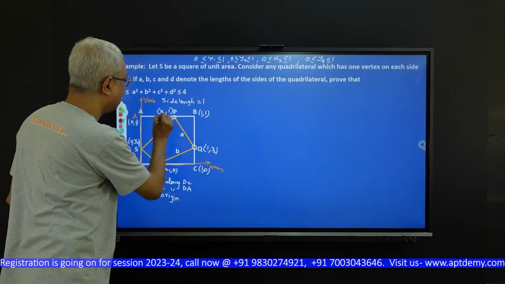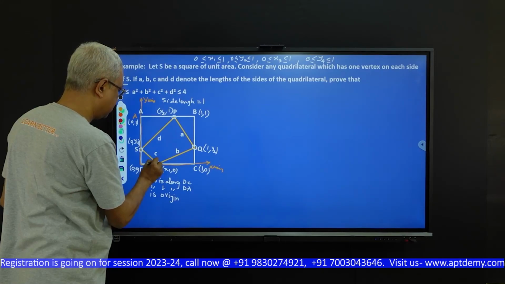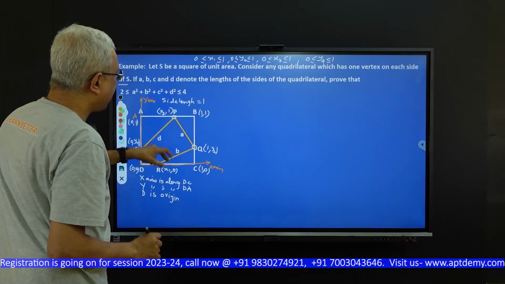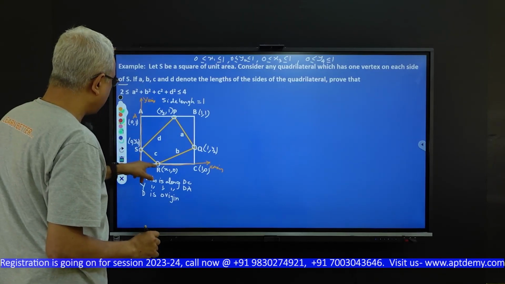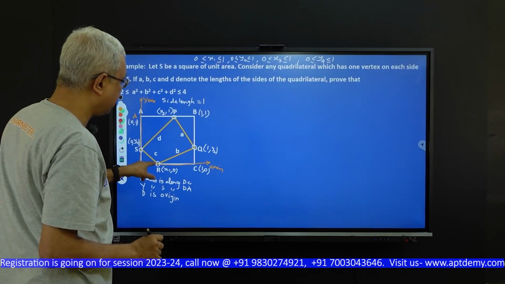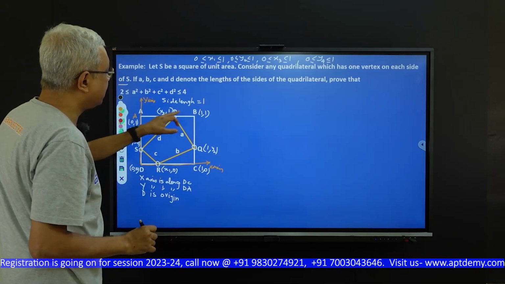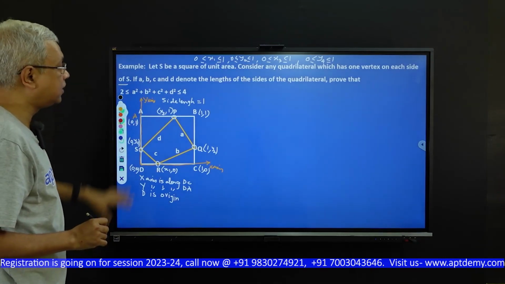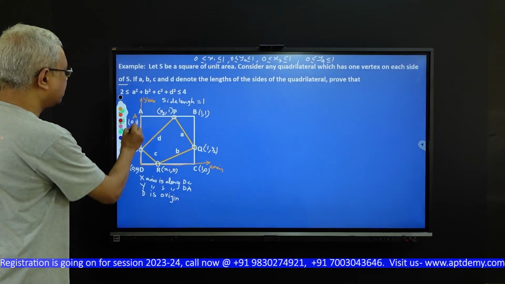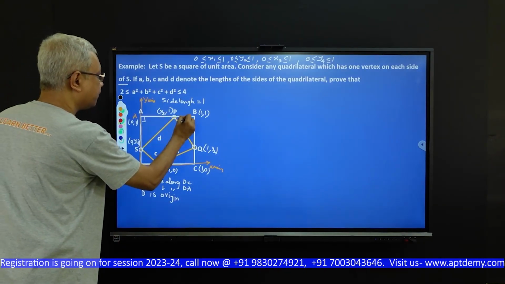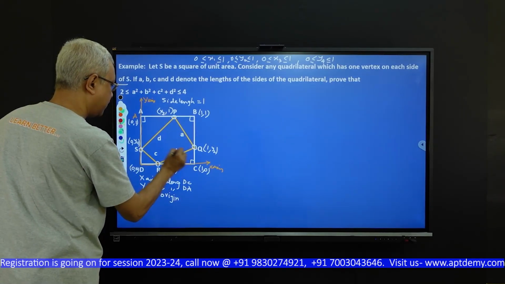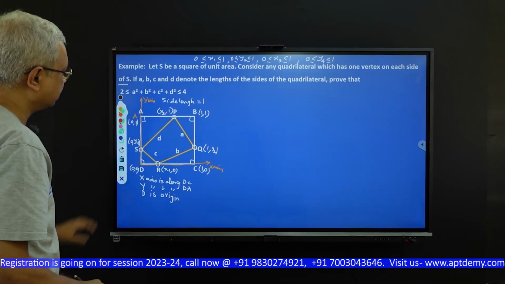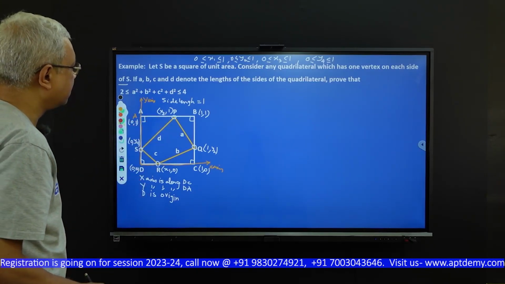Up to this, I think it is clear to you. Now you see the triangles DRS, triangle RCQ, triangle PBQ and triangle APS. All these triangles are right angle triangles because these angles are 90 degrees. Therefore, I can readily apply the Pythagoras theorem in all the triangles.